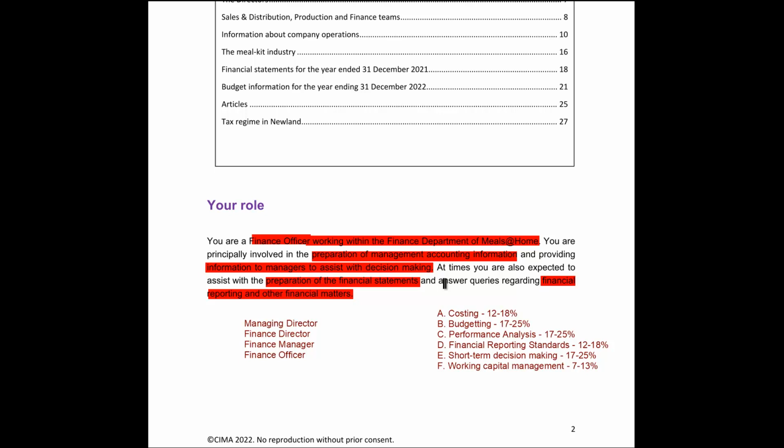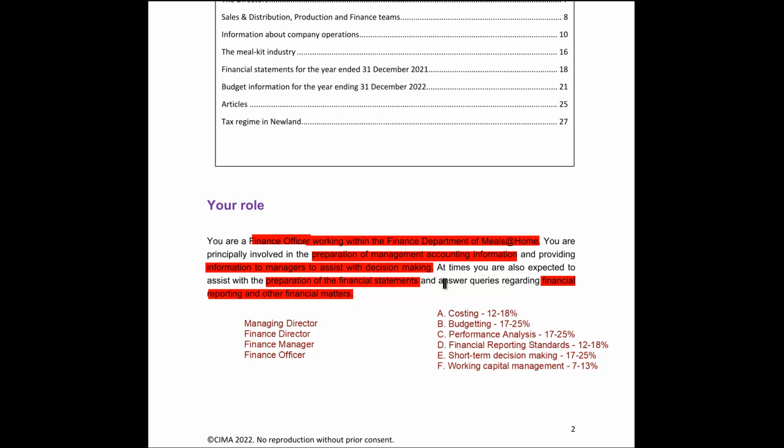And then we have F, which is working capital management. So think about your receivables and payables, how you manage them. And this one is worth 7 to 13%. And you're going to probably remember already, but these are topics that come up primarily in F1. And so those are your core activities, your learning outcomes, everything that you may be assessed on in this exam. So bear these in mind as you go through the pre-seen.